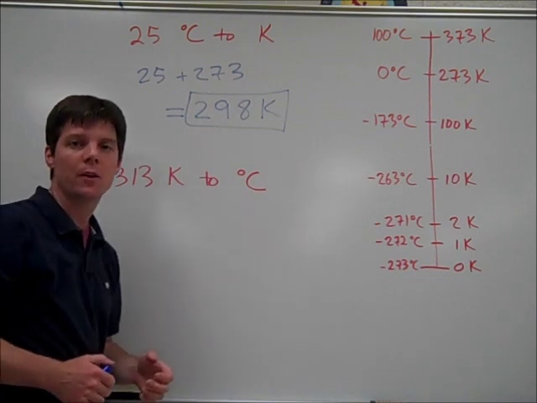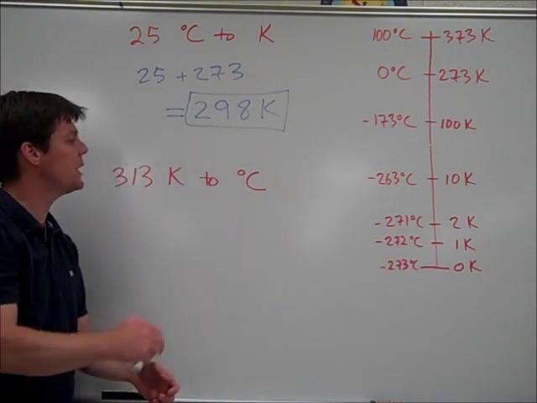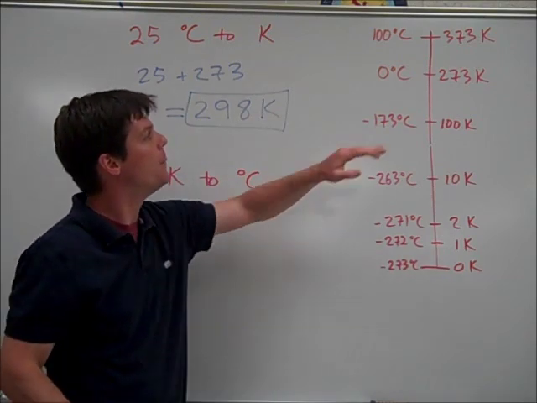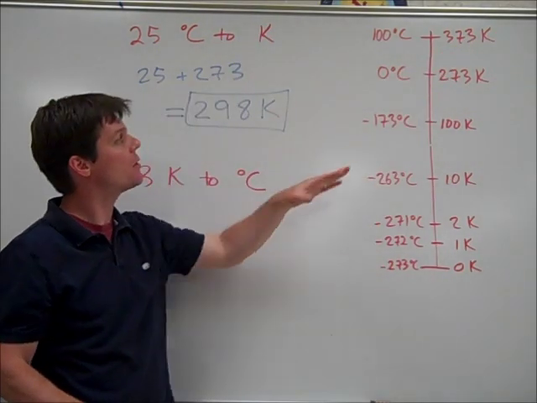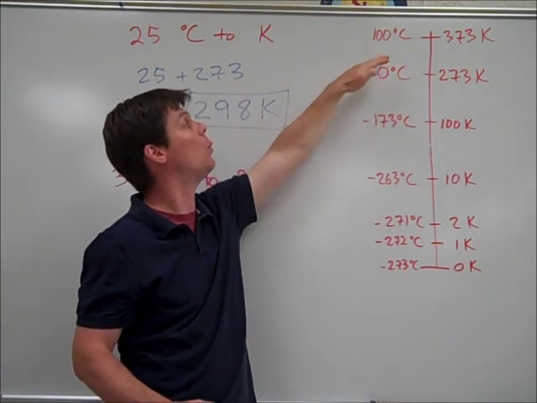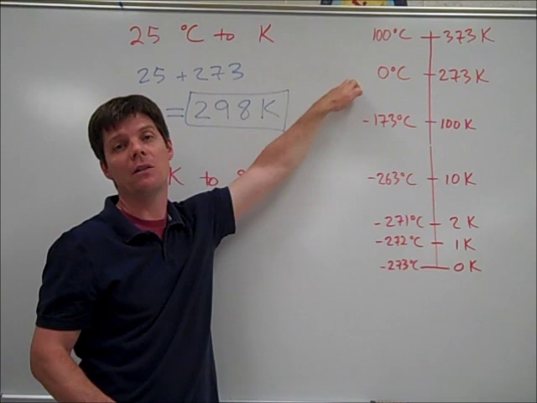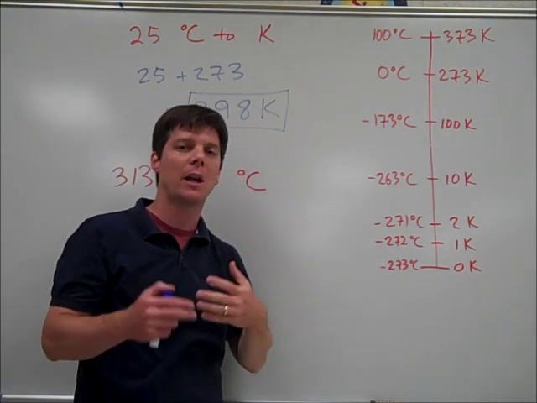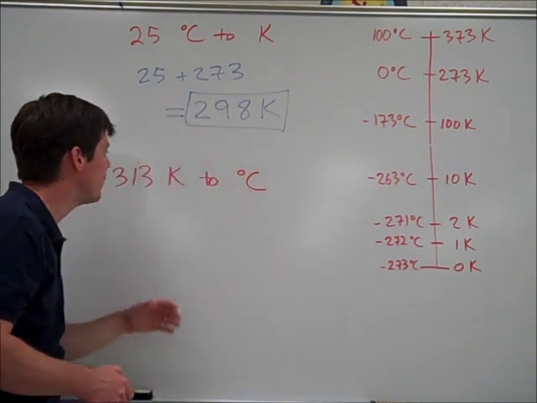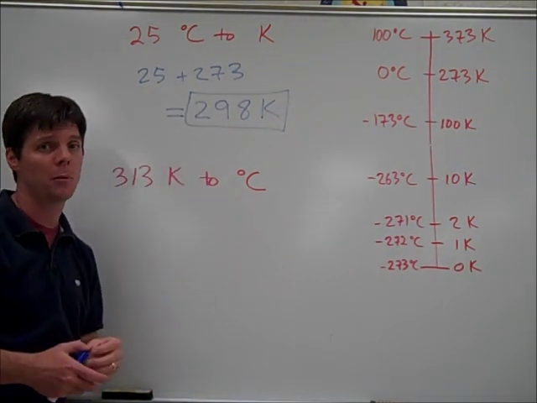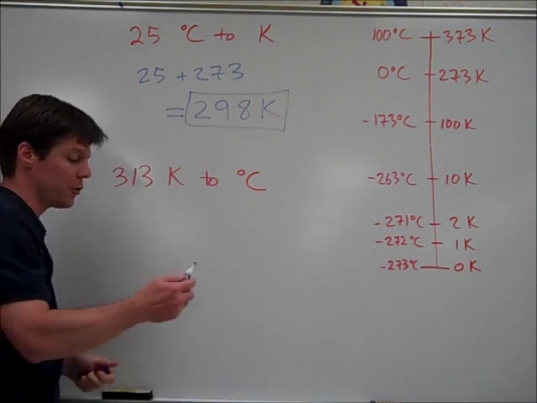Now, let's look at another temperature conversion. 313 Kelvin to degrees Celsius. So once again, 313 is going to fall somewhere between 273 and 373. I know I'm somewhere between 100 degrees Celsius and 0 degrees Celsius. I want to use that to verify my answer to make sure that I'm not setting something up incorrectly. 313 Kelvin to degrees Celsius. Here I need to subtract 273 to make this conversion happen for me.